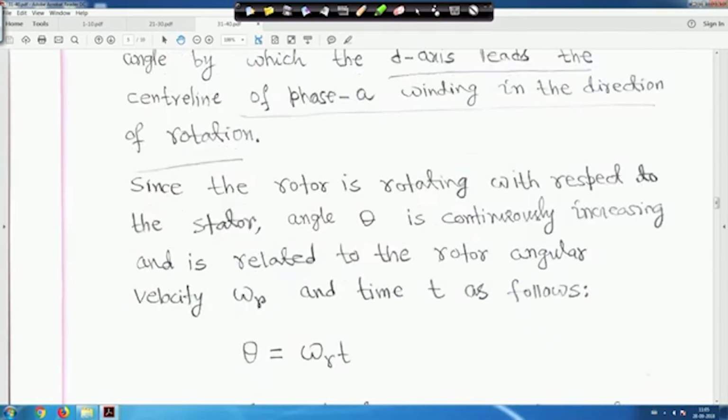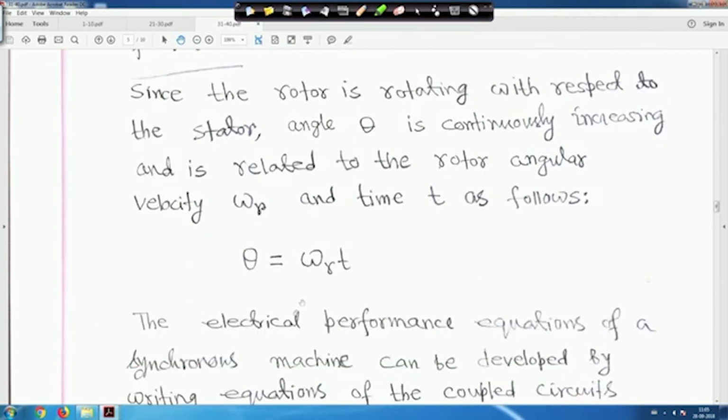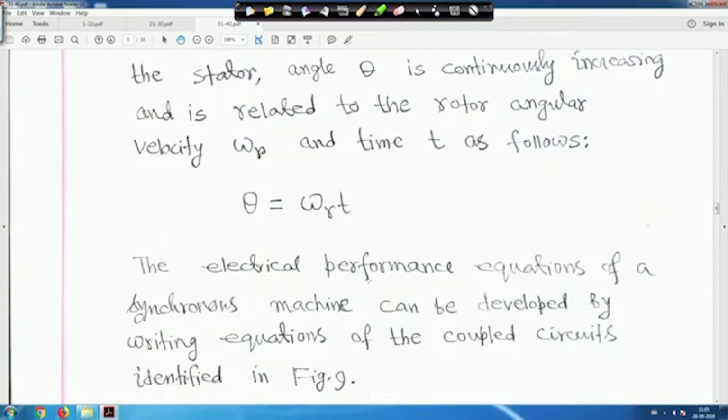Therefore, since the rotor is rotating with respect to the stator, the angle theta is continuously increasing and is related to the rotor angular velocity omega r and time t as follows. We know theta is equal to omega r t. No equation number is given here, right? The electrical performance equations of a synchronous machine can be developed by writing equations of the coupled circuits identified in figure 9.